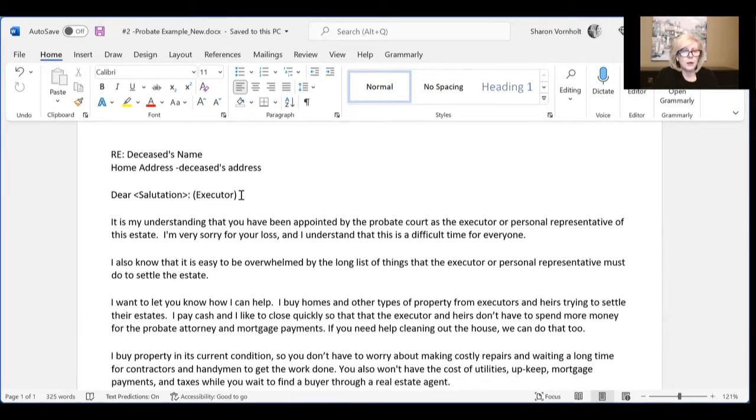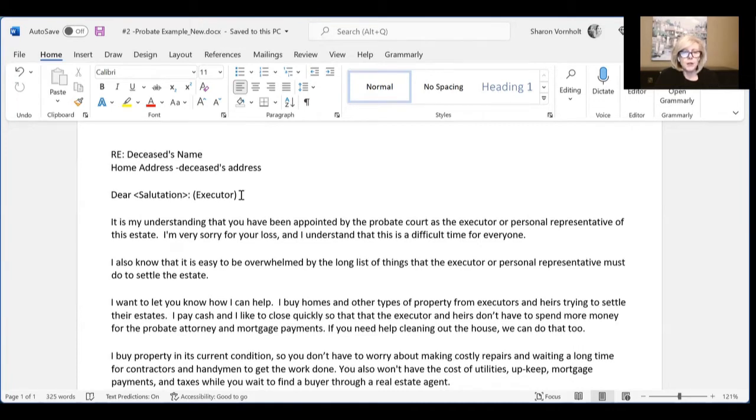So I understand your situation. I understand that you may not understand this process. So put that in there. In the next line, I like to add something like this. It says, "I also know that it's easy to be overwhelmed by the long list of things that you have to do as the personal representative or the executor."